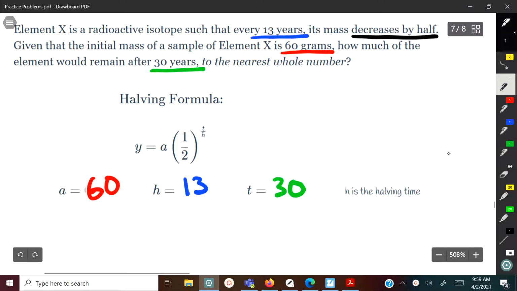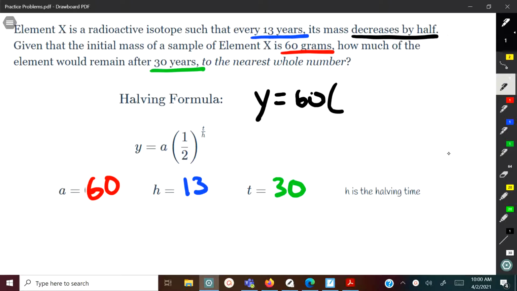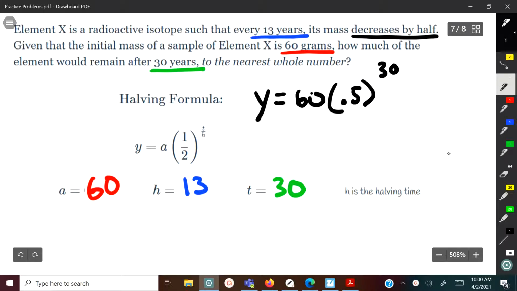So now we plug each one of those into the formula here. So you got y is equal to a, which is 60, times 1/2. Now, you could type in 1/2, or you could just put 0.5. Alright, and I recommend just putting 0.5 in the calculator. And then raise it to the time, which is 30 over 13.